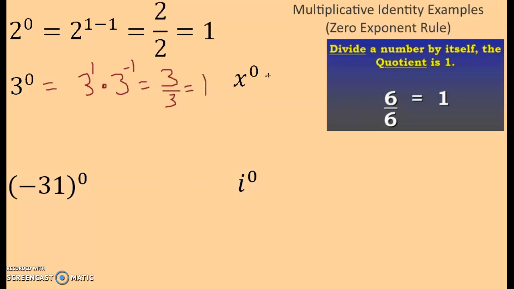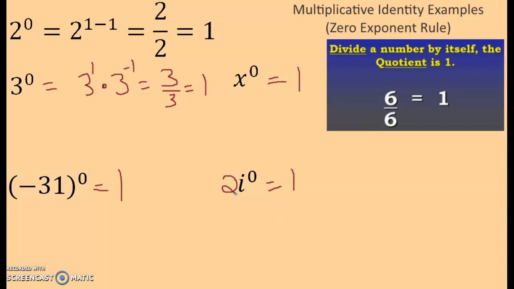X to the 0th power, that's also 1. Parentheses negative 31 to the 0th power, that's also 1. I to the 0th power, that's 1. Any base raised to the 0th power is going to be 1, unless the base is 0, then it would be undefined. Be careful if there is a number in front, such as a minus sign, because that would change that to a negative 1.